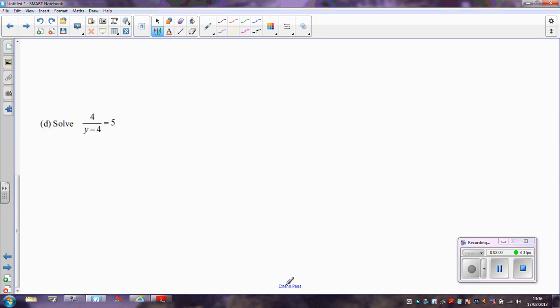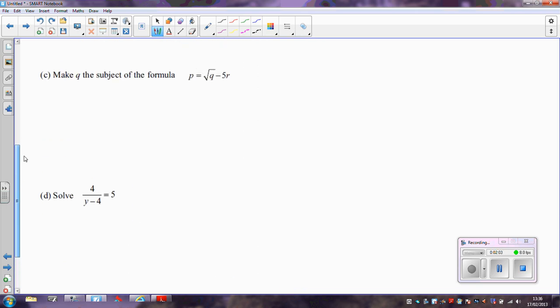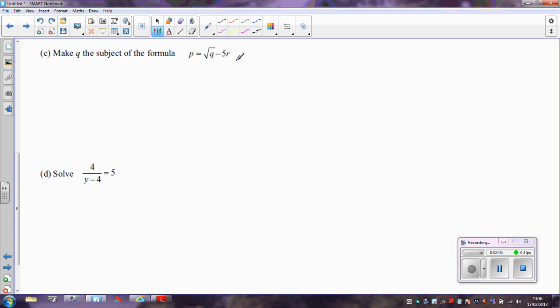Okay, let's go on to the next one. Here we're trying to make q the subject of the formula: p equals the square root of q minus 5r. First thing I'm going to do, I'm trying to get q alone on the right-hand side. I'm going to add 5r to both sides. The left-hand side becomes then p add 5r, and the right-hand side is still the square root of q. If I want to get q alone, then I need to do the opposite of square rooting, which is to square both sides. So if I square the square root of q, that just leaves me with q.